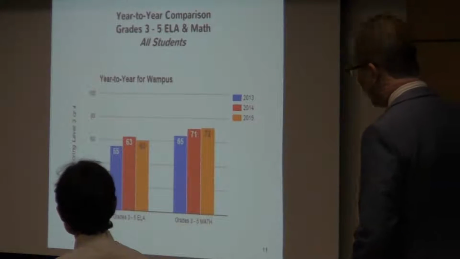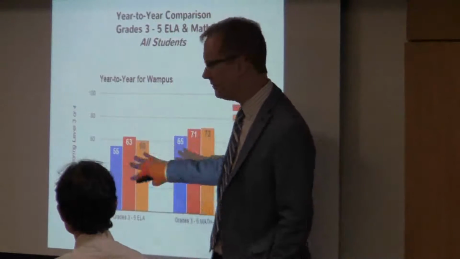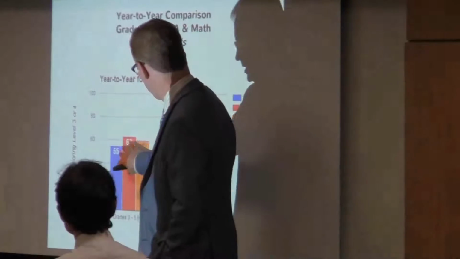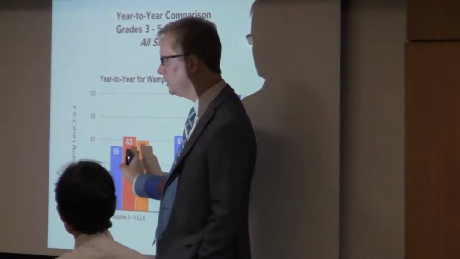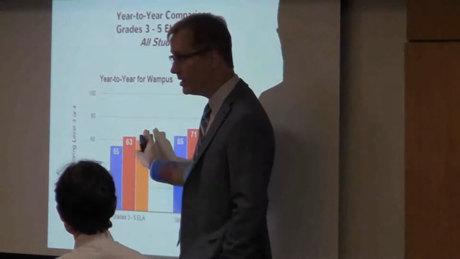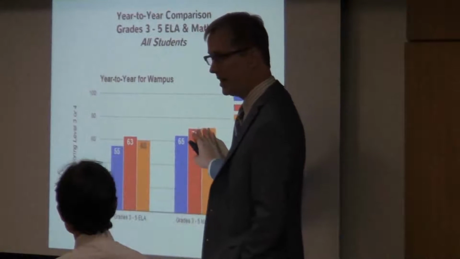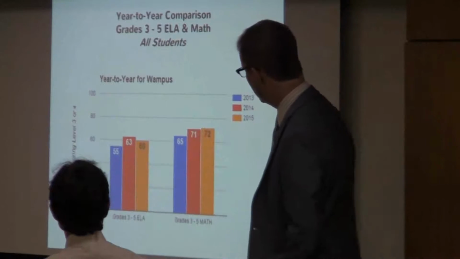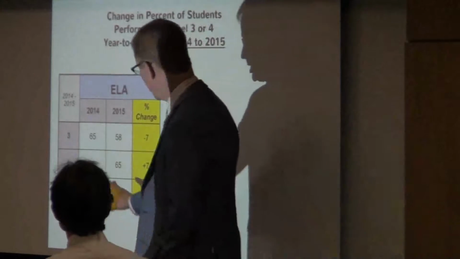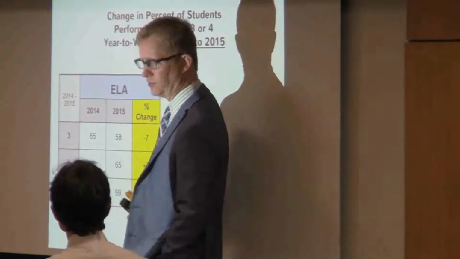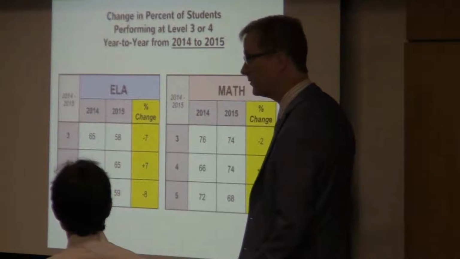Looking at Wampus, we had this incredible surge last year in grades 3 and 5 in both ELA and math, if you recall, which made those results jump pretty dramatically. So it looks like a drop from 14 to 15, but looking at it over the 3 years, we still see an increase of 5 points there and 7 points in mathematics. So that's showing that trend. Looking at it from year to year, again, the year-to-year change seems to be having some negative change from 14 to 15 in the year-to-year grade level comparison, and then the same for math.